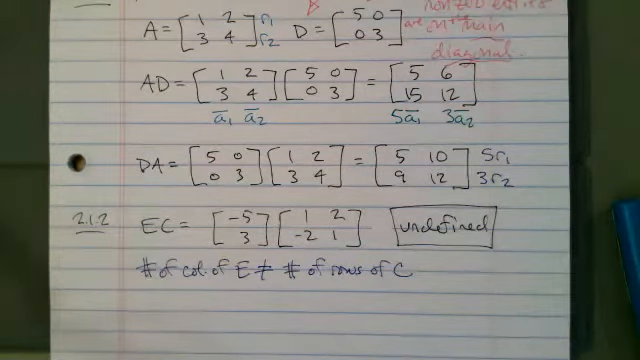If we want to multiply a 2 by 3 matrix by a 3 by 2 matrix, that will be defined because the number of columns of the first matrix is equal to the number of rows of the second matrix. And the result will be a 2 by 2 matrix.